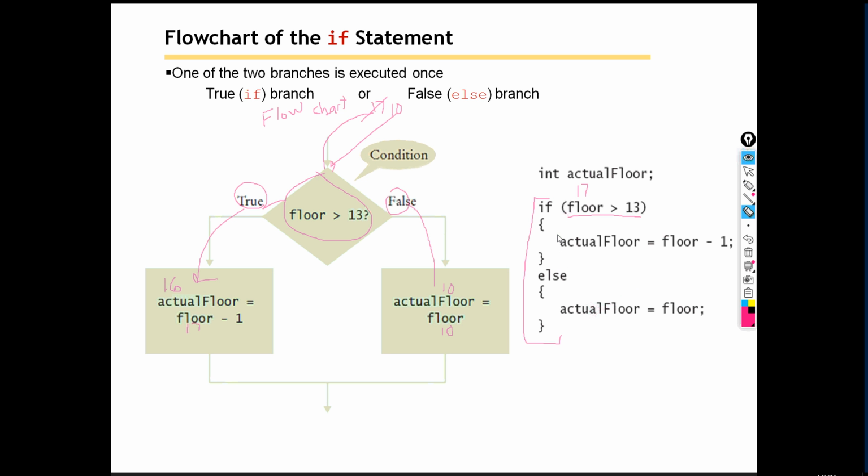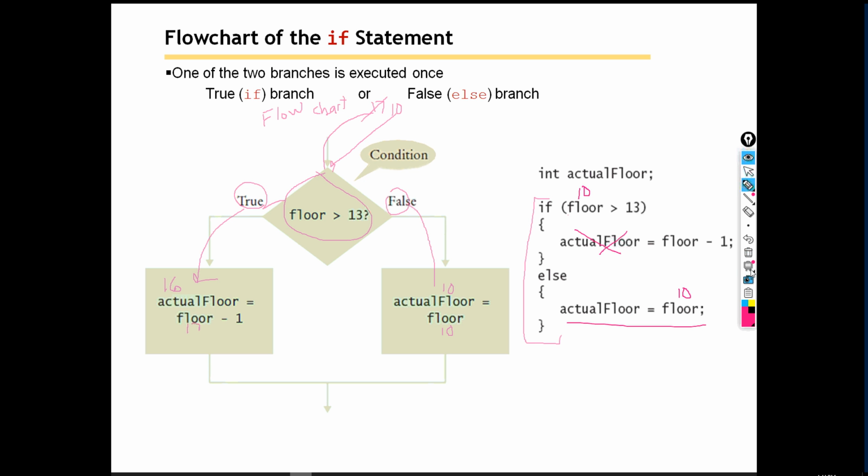So now if the floor you're on is actually 10, well, 10 is greater than 13, and that's false, and so it will actually skip the first one and do this. So yes, the actual floor is going to be 10. This is actually 10 stories high. All right, so that's how we're going to write that code.